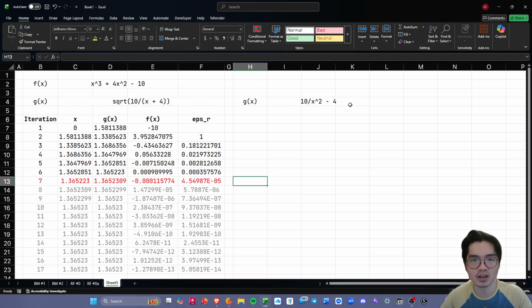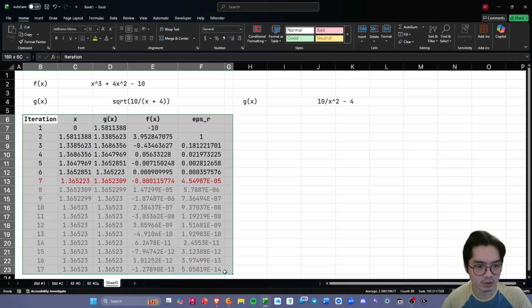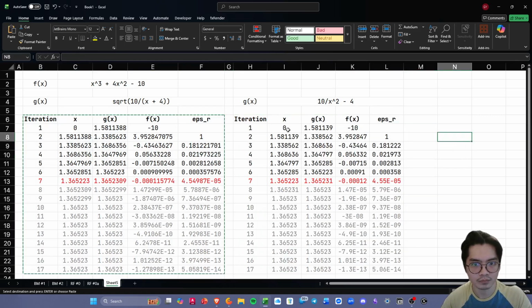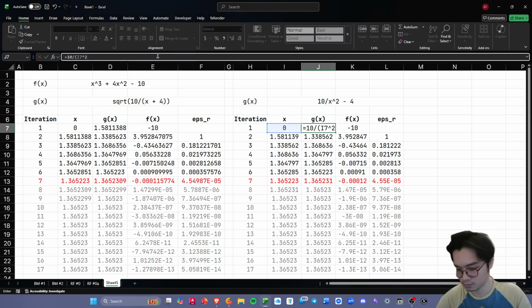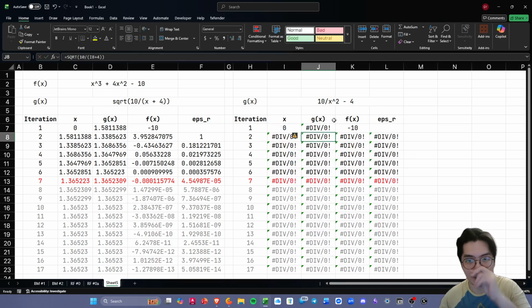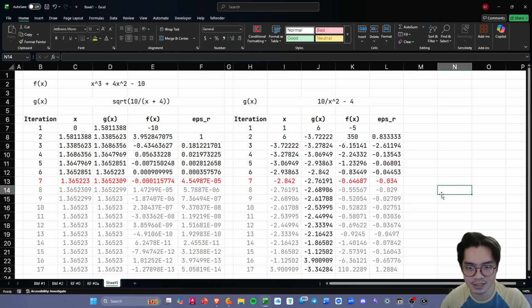Let's try in this case what will happen with 10 over x squared minus 4, right? Let's try and copy paste everything in here. And our g of x in here will now be 10 divided by x squared minus 4. Of course, currently, it will divide by 0, so maybe that's not a great way to start us off, but let's have 1 instead, right? And then you're going to notice that it's already going to go a little bit bonkers.